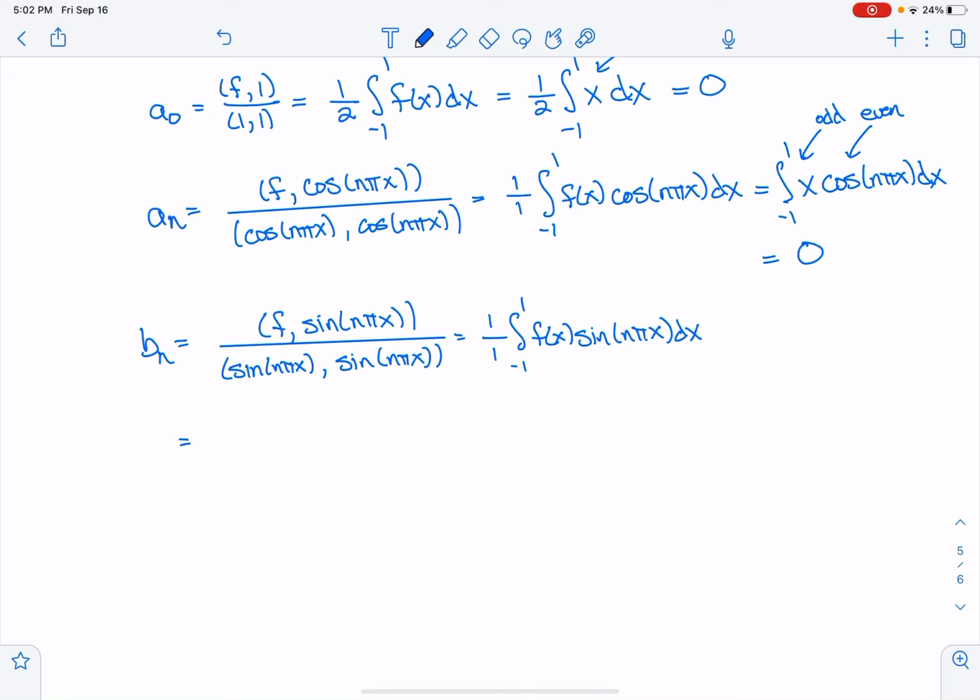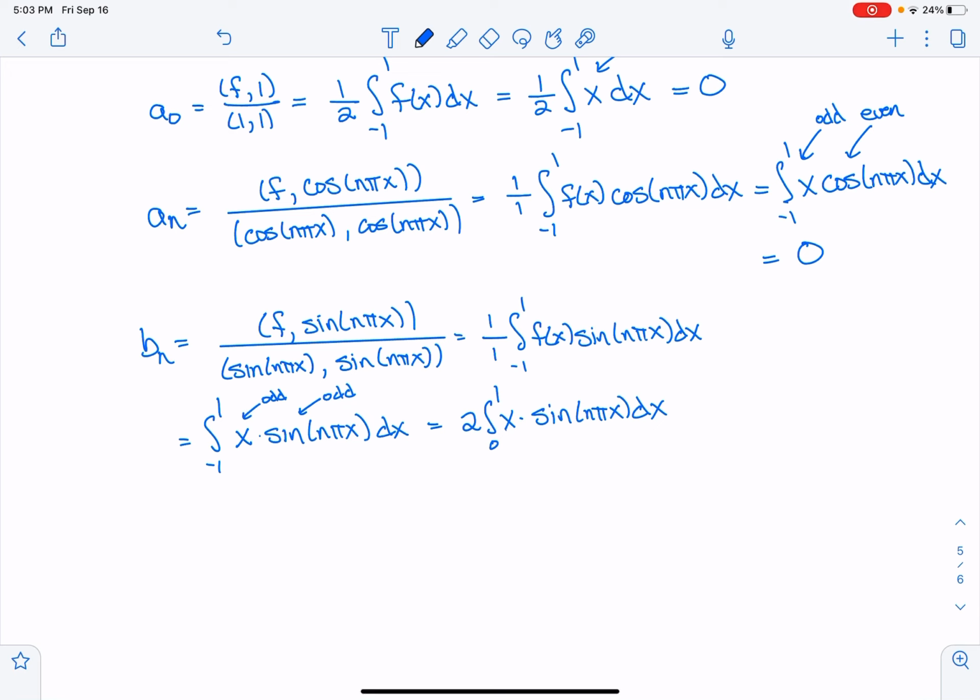Well, let's look at that. This is going to be the integral from -1 to 1 of f of x, which on that interval is x, times sine of n pi x dx. And I'm going to notice that x is an odd function and that sine is an odd function. So their product is even. So I'm going to rewrite this as 2 times the integral from 0 to 1 of x times sine of n pi x dx.